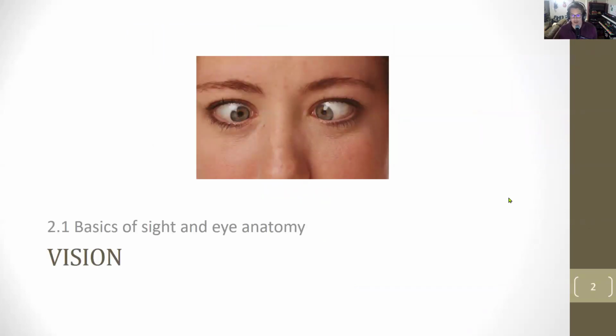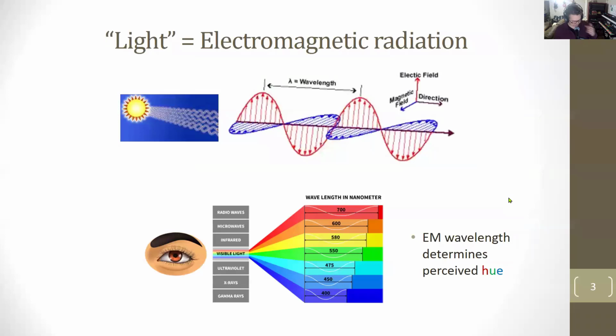All right, so the vision lecture is actually broken up into 7 parts, and hopefully each of these is at a digestible amount of information. But we're going to start off with talking about the hardware behind the process of vision. And so 2.1, the basics of sight and eye anatomy. Now, I'm going to do this also when we talk about audition.